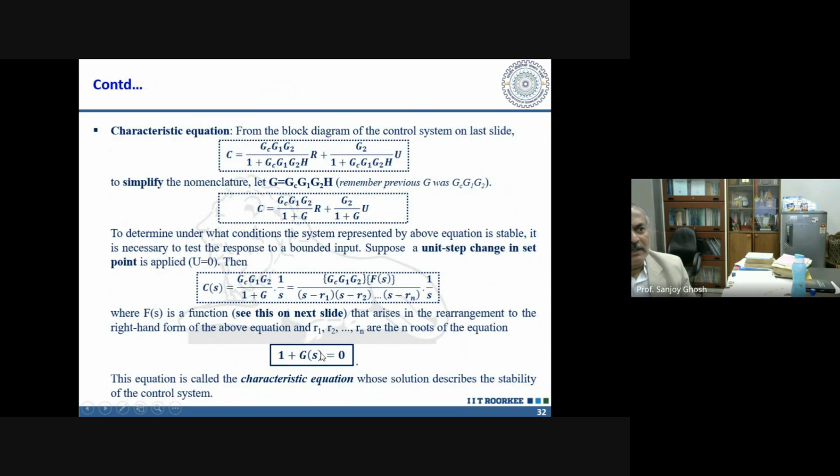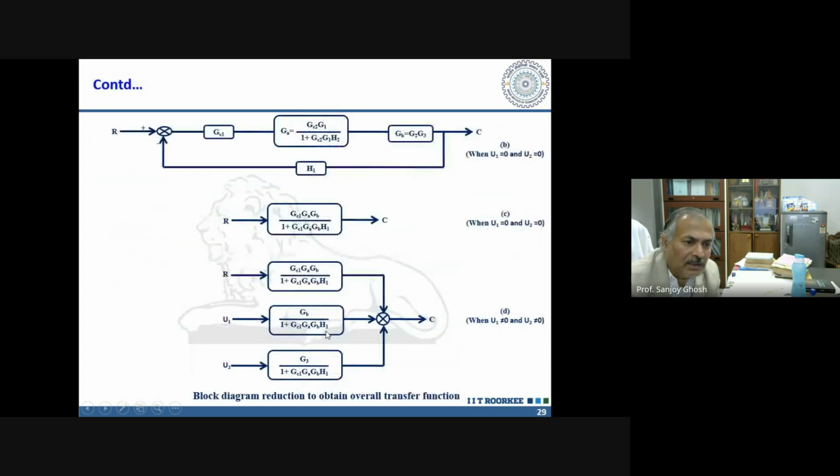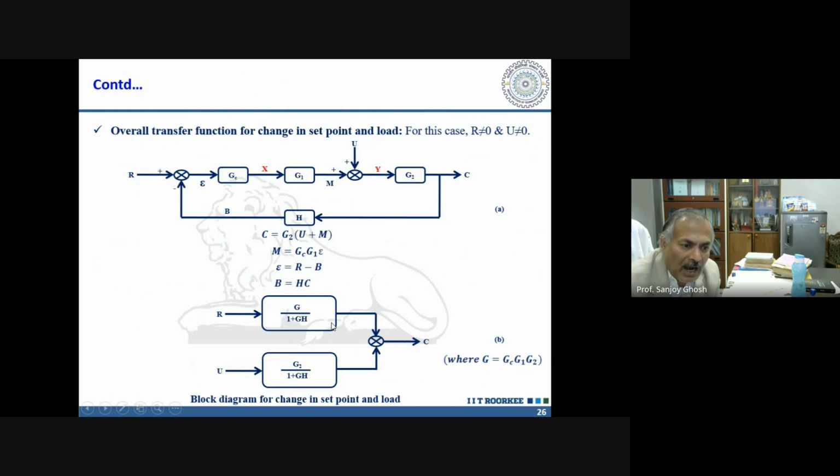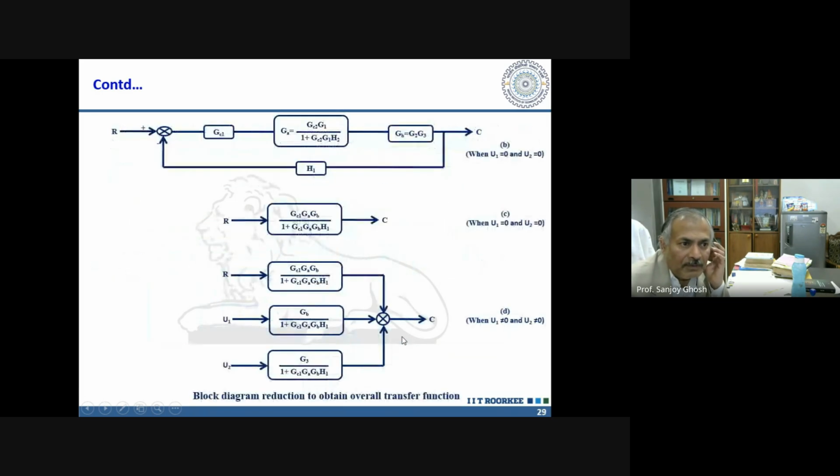Now the characteristic equation is this. Look at C, which we have seen previously. C is equal to R into G1 G2 by 1 plus GH, plus U into G2 by 1 plus GH. Is it okay? C is equal to this plus this, right? This loop is R into G1, and this loop is U into this one. That is what I wrote here.